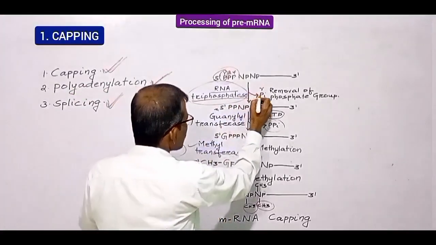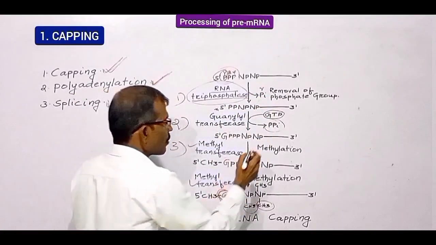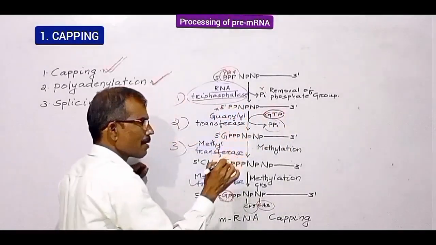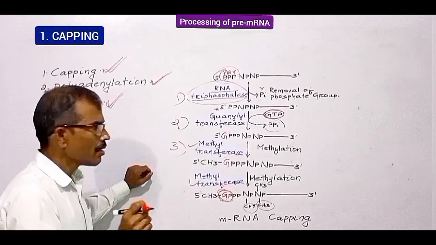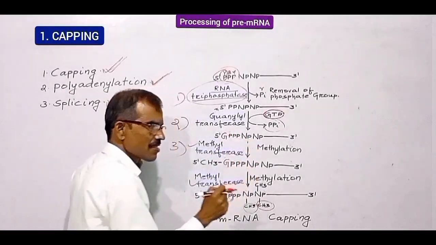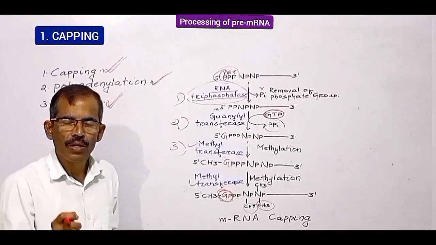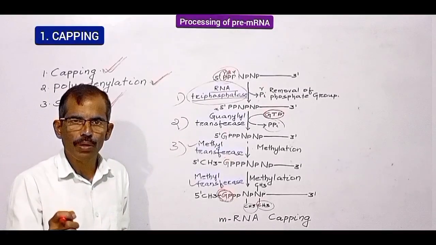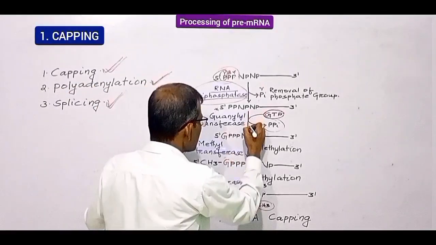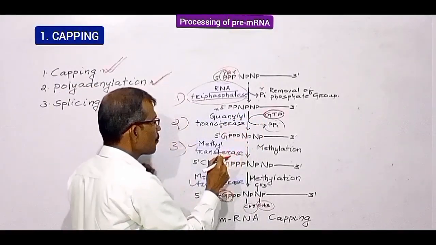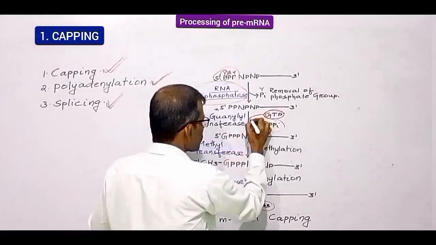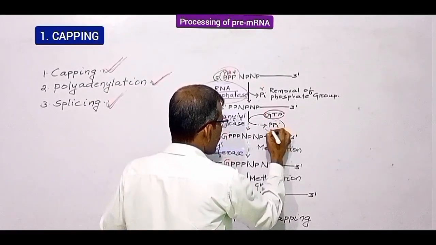After removal of the gamma phosphate, a guanine nucleotide is added to the 5' end by an unusual 5'-5' bond, which is different from the normal 5'-3' bond seen in nucleic acids. This reaction is catalyzed by the enzyme guanylyl transferase and is coupled to the release of an inorganic pyrophosphate.